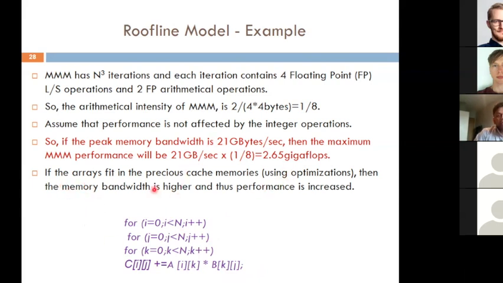If the arrays fit in the cache memories, then the memory bandwidth is higher, and thus performance is increased. That means, rather than continually fetching data from the main memory, DDR memory, if we can optimize and keep the data in cache memory, then the bandwidth is going to be higher and performance is going to increase. This model is very useful because it can give us an idea of how fast or how slow our program will perform before we run it.